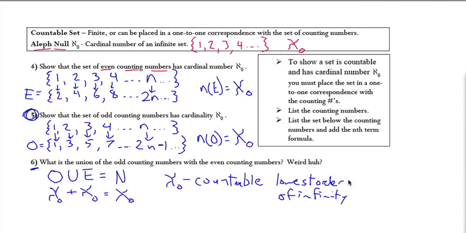Don't stress too much about that. You can look it up if you want to look up orders of infinity. There's a lot of interesting stuff out there about this if you're interested. Other than that, as long as you can do the basic stuff, that's all that's going to be required for this course.